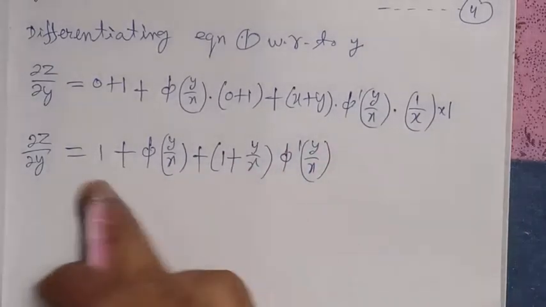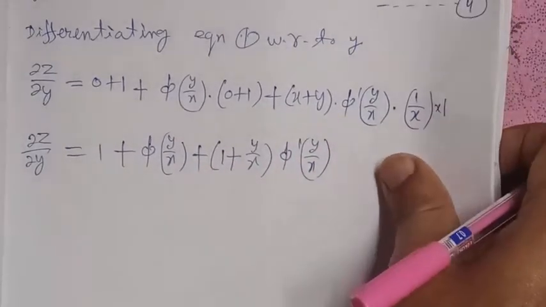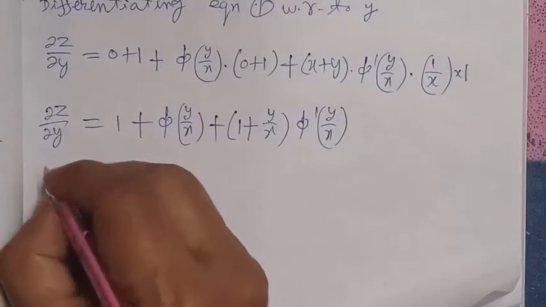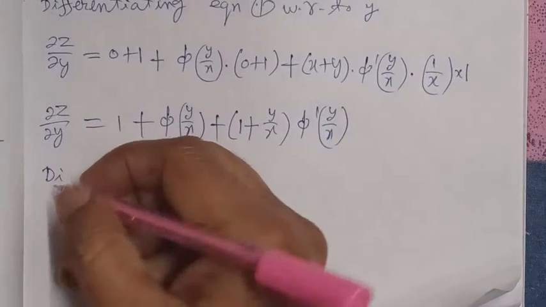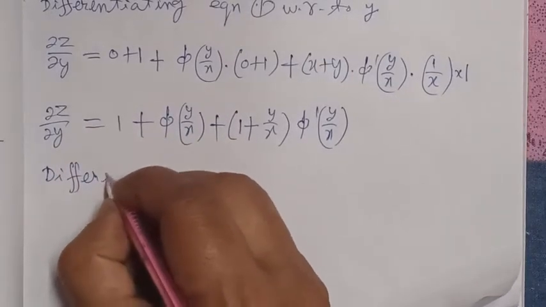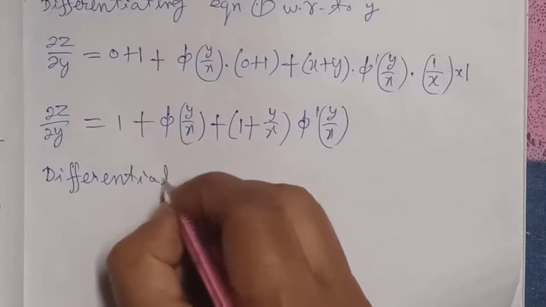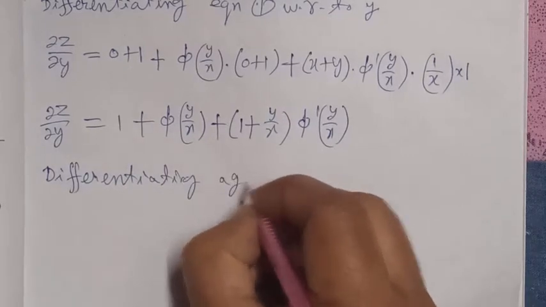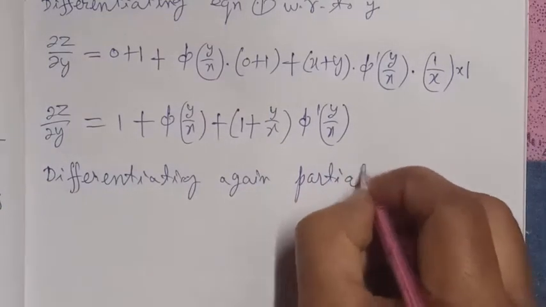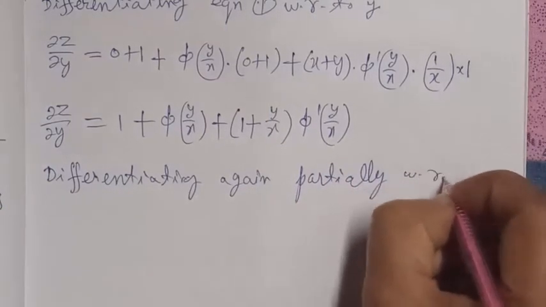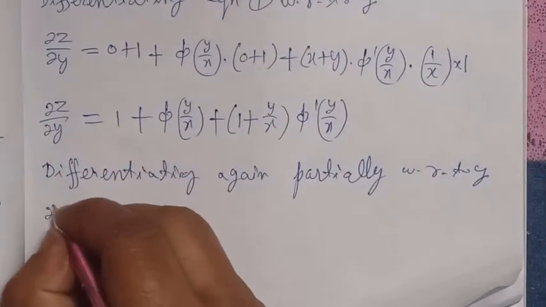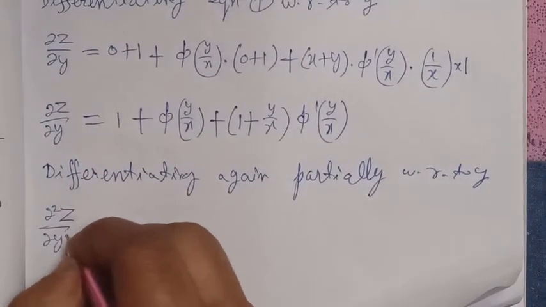I will use this value to find the second derivative of z with respect to y. So I differentiate it again partially with respect to y, and we get del 2 z over del y square.